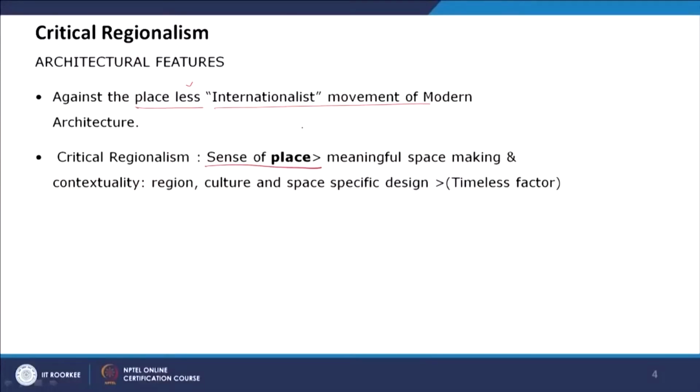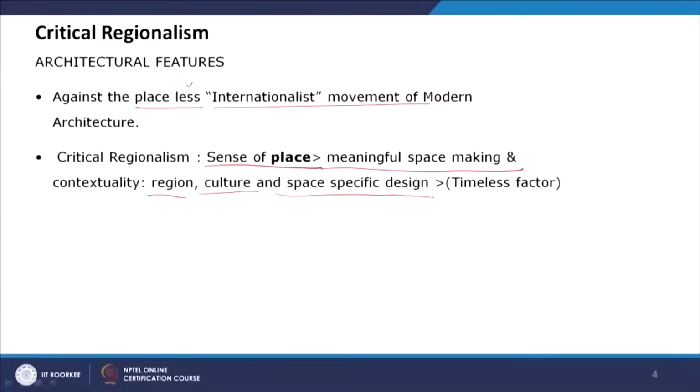Now critical regionalism has a sense of place, which is opposite to this, and meaningful placemaking and contextuality. What is there in the context will be inferred from the context and reflected in the design. So the regional, cultural and spatial significance of the design is there. There is a factor of place, and there is a factor of time, because of what time it is. There are regional and cultural elements, people's behavior, and spatio-temporal elements of the particular context, which will be reflected in the design.